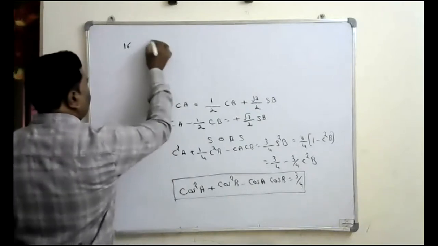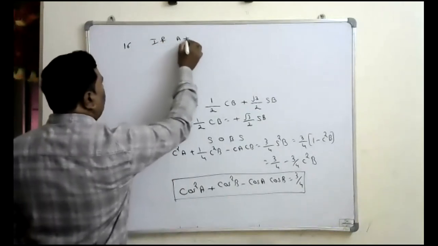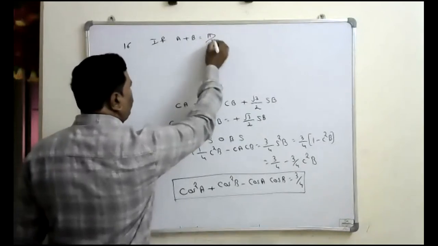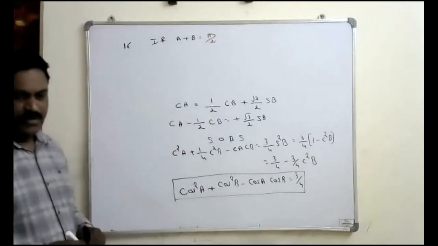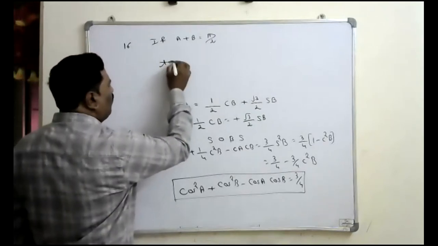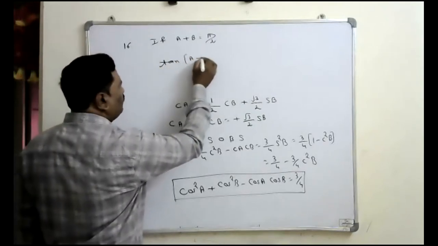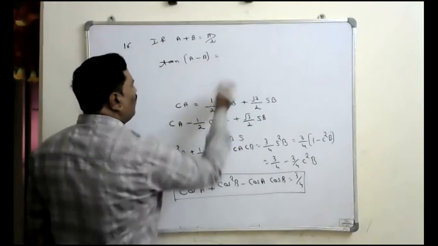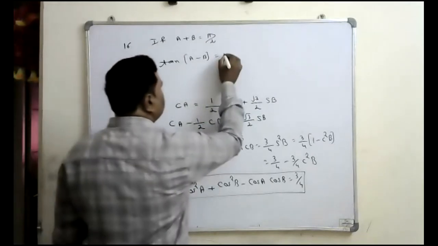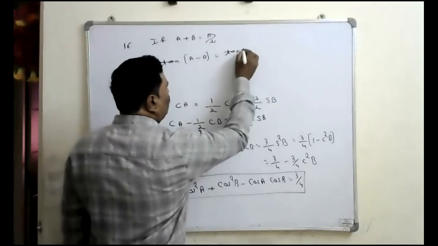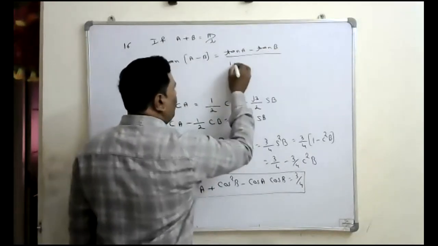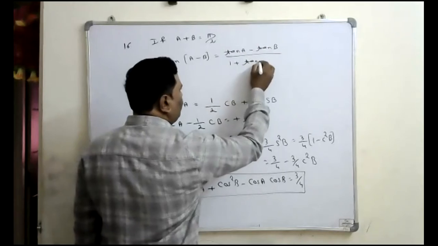Suppose A plus B is equal to 90 degree, that is pi by 2. Now I will consider the formula of tan of A minus B. What is the formula for tan of A minus B? Tan A minus tan B upon 1 plus tan A tan B.